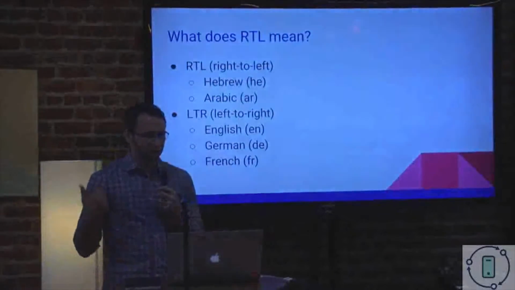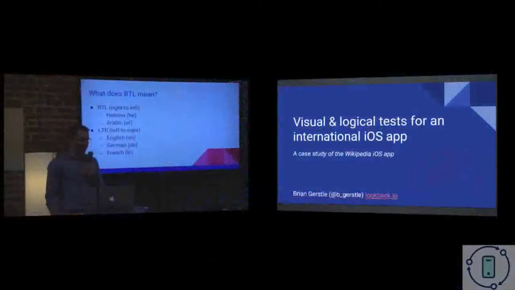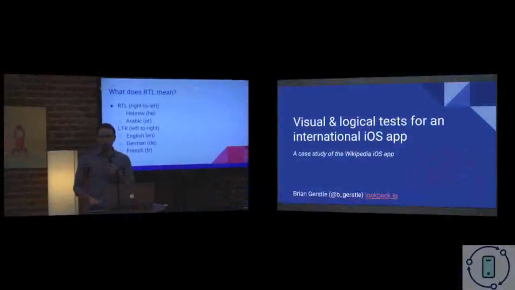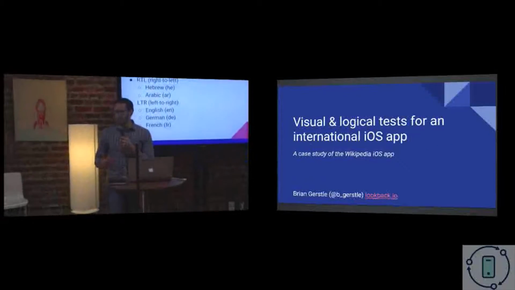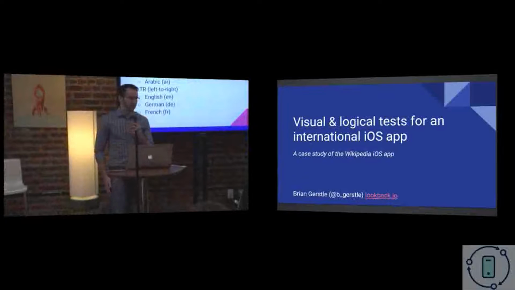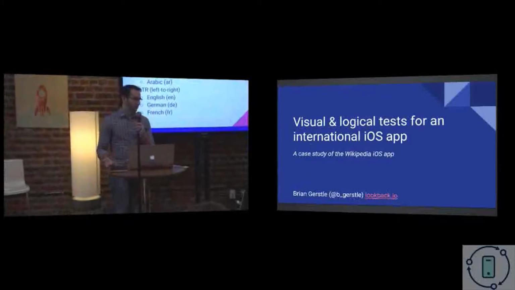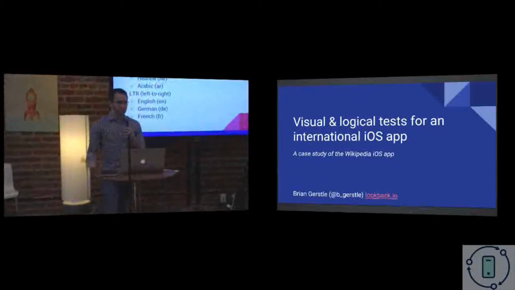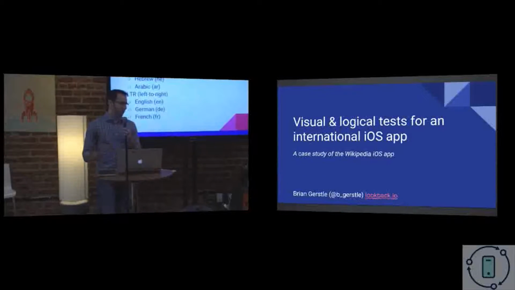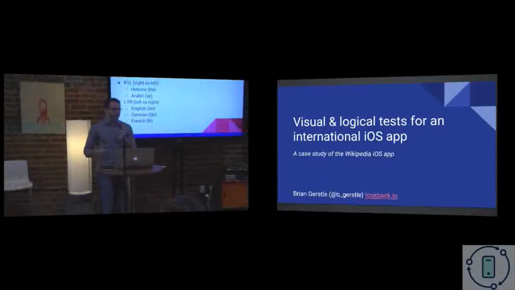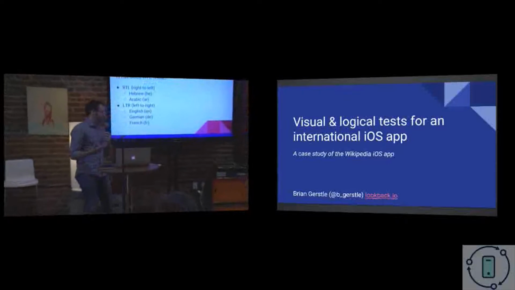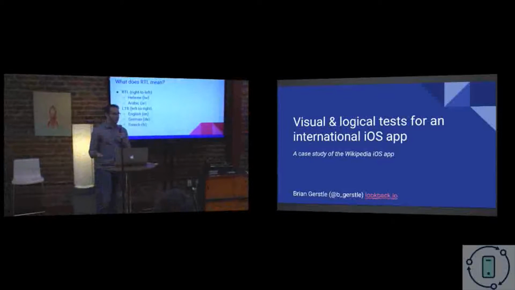You've heard it mentioned at a couple of talks yesterday, actually, which I was pleasantly surprised to see. But before joining Wikipedia myself, I hadn't really given a whole lot of thought to right-to-left support. I thought of internationalization mostly in terms of translations and date and time formatting, and I had been aware of right-to-left languages, but I didn't really know what the implications would be for actually supporting those in an iOS app.